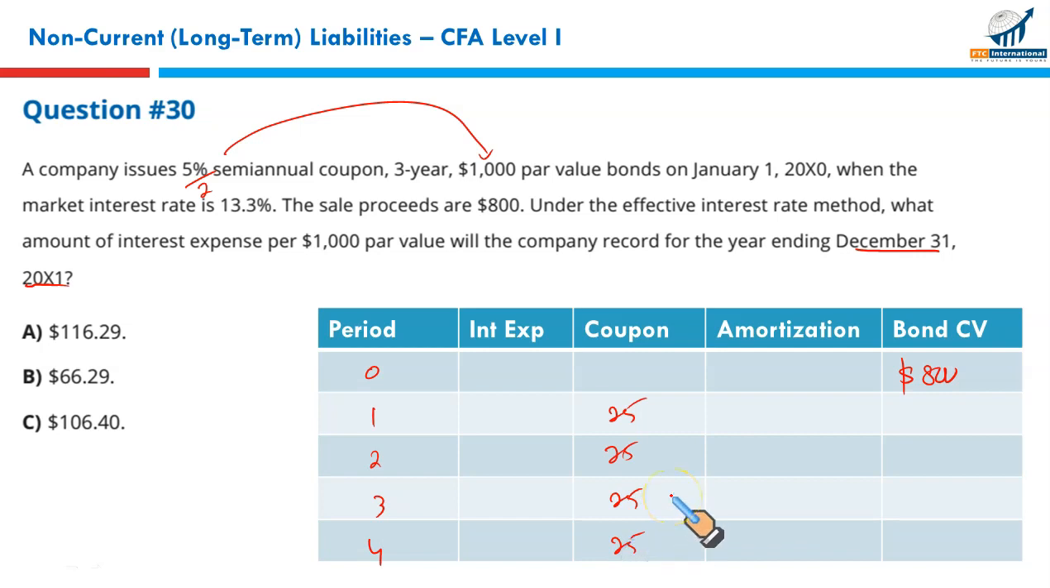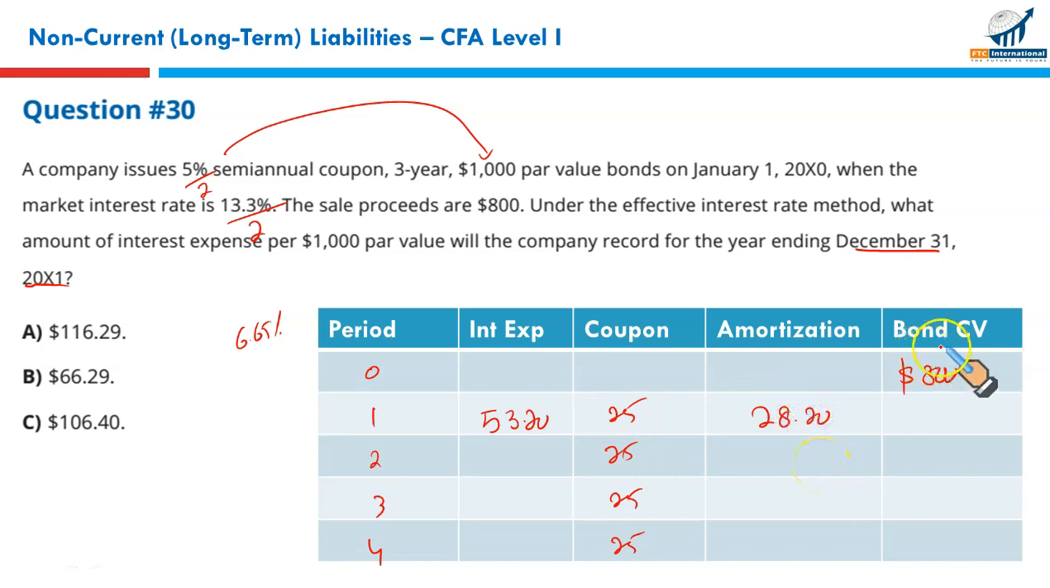Now what would the interest expense be? 13.3% upon 2 is 6.65%. 6.65% of the bond's carrying value will give you 53.20. Interest paid was 25, interest expense 53.25. The difference between these is the bond discount amortization, 28.20.